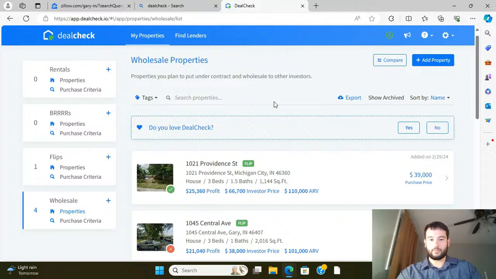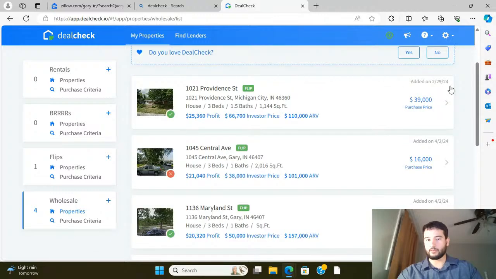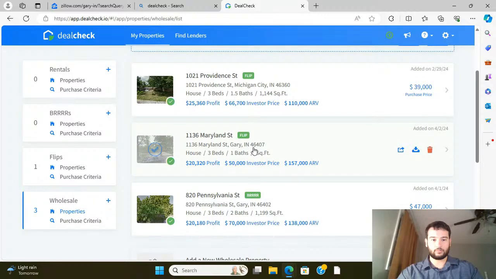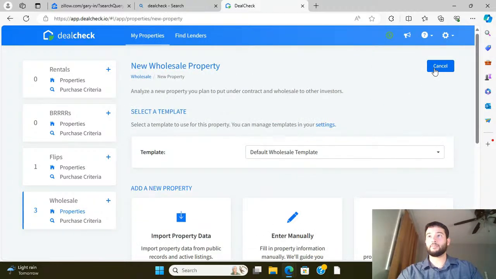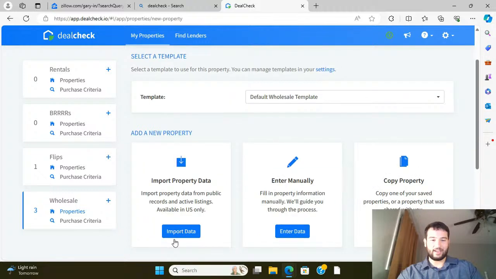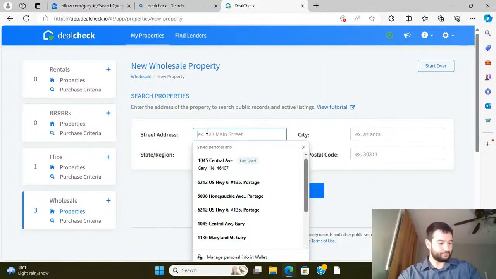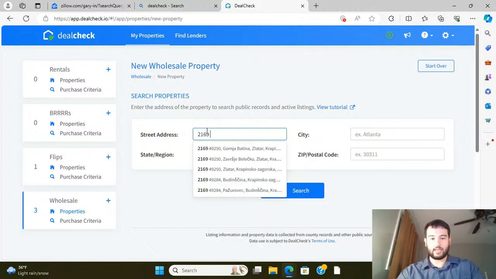So let's see here. A few properties I was analyzing here. We'll take out that one. All right, now let's add a property. So address, 2169 Vermont Street. There it is.